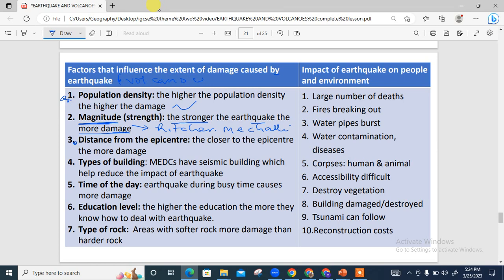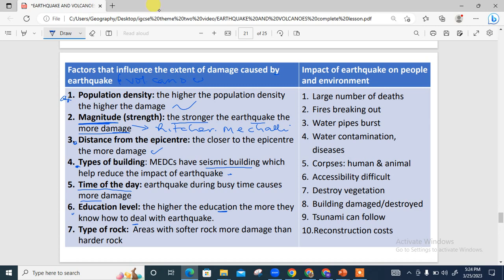Those that are closer to the epicenter tend to have more damage than those that are far away. Then the types of building. More economically developed countries have what is referred to as seismic buildings, which are earthquake proof, which help to reduce the impact of an earthquake. Unlike most LEDCs, they don't have the money to provide that. Then time of the day: an earthquake during a busy time causes more damage. Then the education level of people within that locality. The higher the education, the more they know how to deal with an earthquake, the ability for them to predict, to study, to know when it's about to erupt and take precautionary measures.